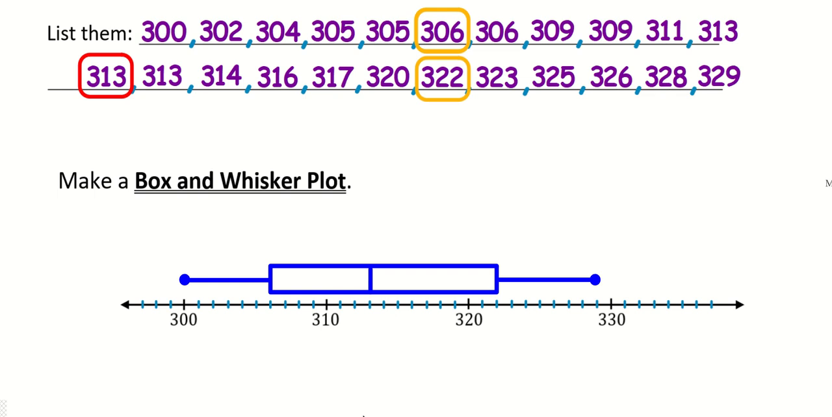So that's going to be the end of part one. So the box and whisker plot, all we really are showing in this plot is the absolute lowest number, the absolute highest number, and then all of the quartiles, all the medians: the overall median, the lower half median, and the upper half median.